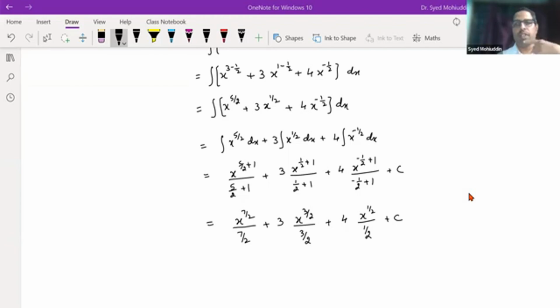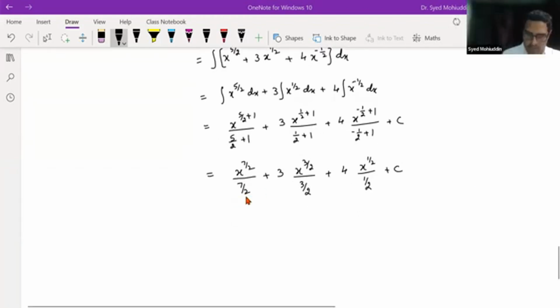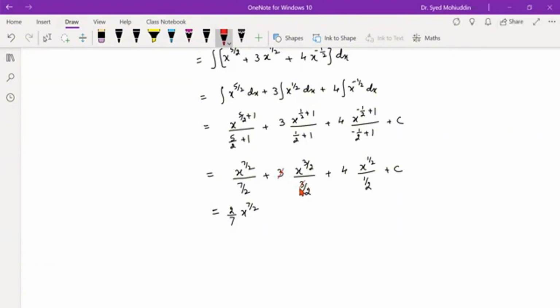You can verify your answer. I've written it on the board. Okay, but we need to simplify this one. We need to finalize this one. So 7 by 2, if I take it in the numerator, becomes 2 by 7 x power of 7 by 2. However, you have this 3 and 3, no? This 3 and 3 will cancel out.